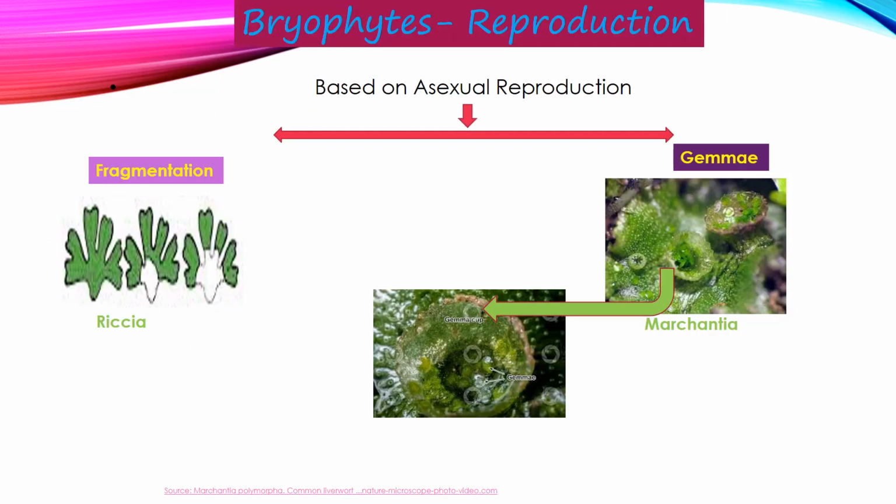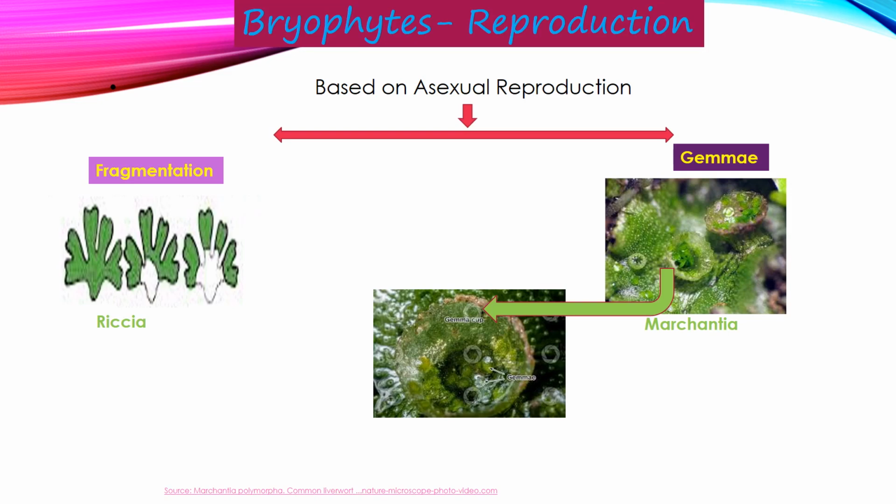Coming to the reproduction of liverwort. The common method of asexual reproduction in liverwort is by fragmentation. For example, in Riccia, when the thallus gets older, it starts to dry out from the center and reaches the tip of the thallus. When it reaches the tip of the thallus, it will detach to form new thalli.